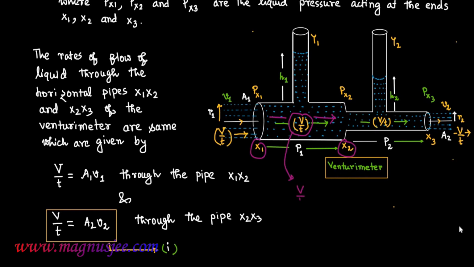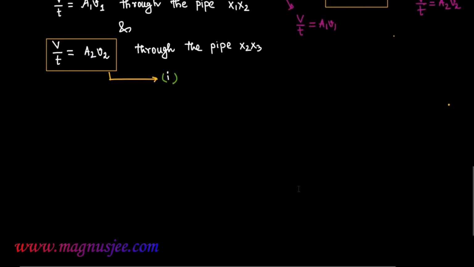V by T is the rate of flow of liquid through the first pipe X1X2, and V by T equals A1 V1, where A1 is the area of cross section and V1 is the velocity with which liquid flows into the pipe. Again, V by T is the rate of flow of liquid through the other pipe X2X3, such that V by T equals A2 V2, and A2 is the area of cross section of the end X3.